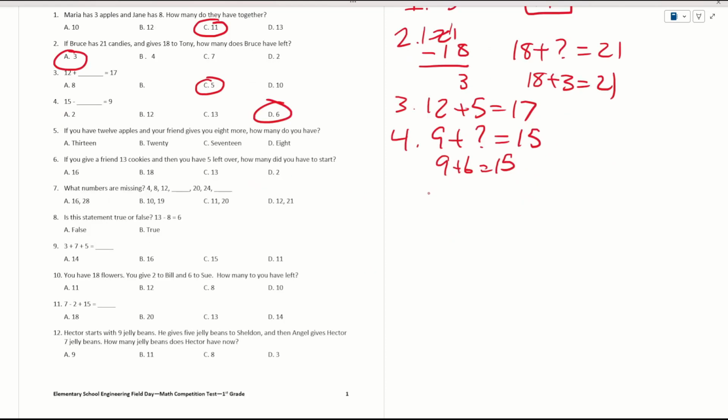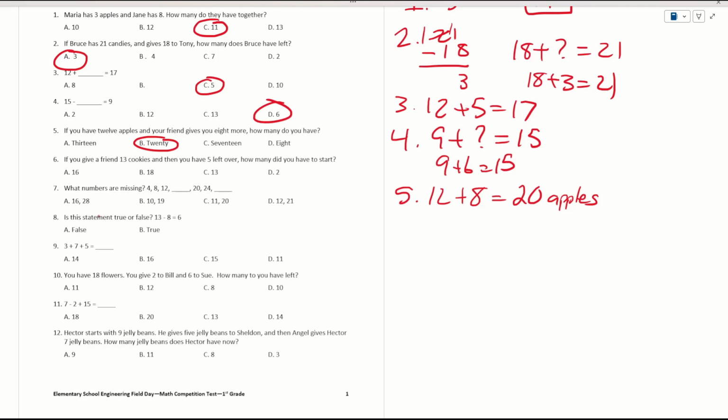For number 5, if you have 12 apples and your friend gives you 8 more, how many do you have? Okay, question 5 is basically saying that we have 12 apples first, and then our friend gives me 8 more. And how many do you have? So this is an addition problem. 12 plus 8, and then I'm gonna have 20 apples total. So my answer is gonna be B. Okay, be careful because this is written in words, not number 4. So this is 13, 20, 17, 8. A first grader, it'll be kind of hard to distinguish which one is the correct number.